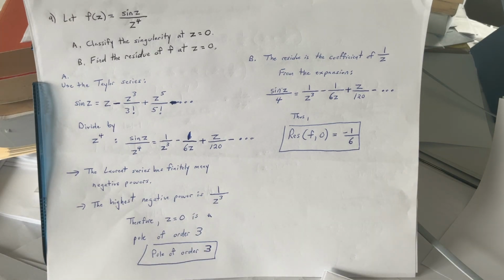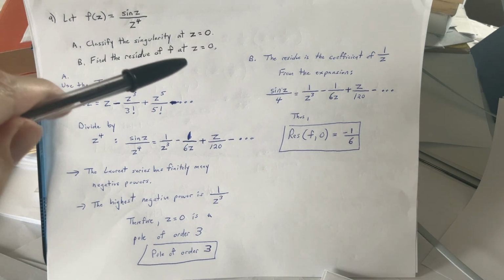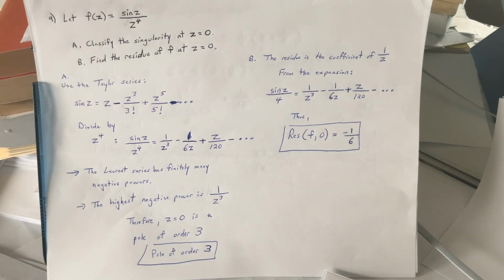Okay? And for part B, it's not too bad. Find the residue of f at z equals 0. Okay, the residue is the coefficient of 1 over z from the expansion.